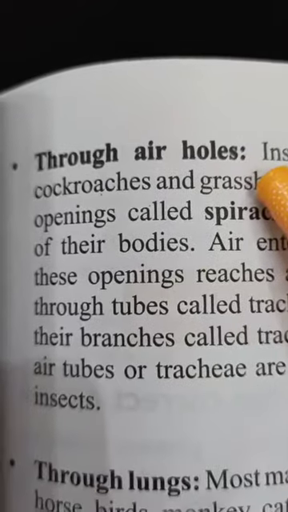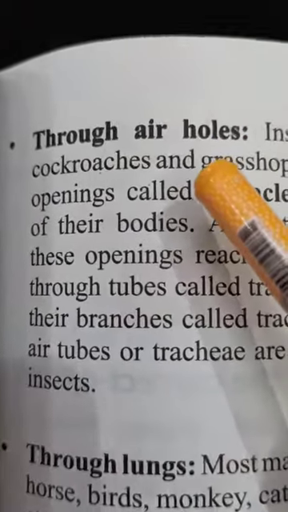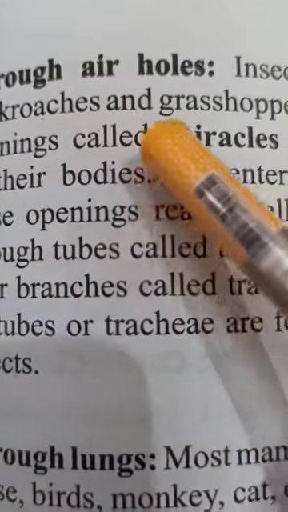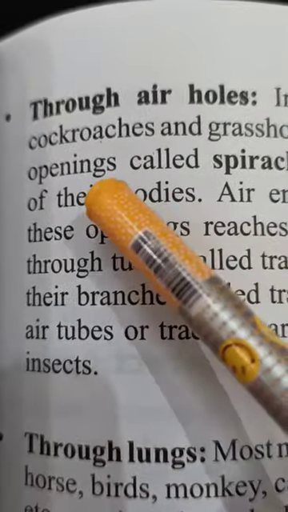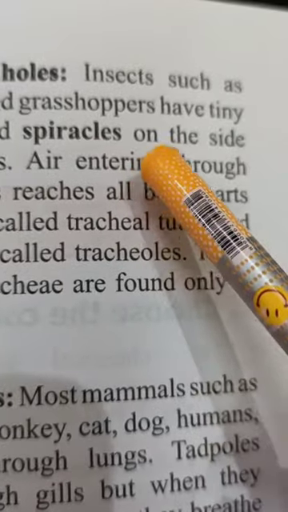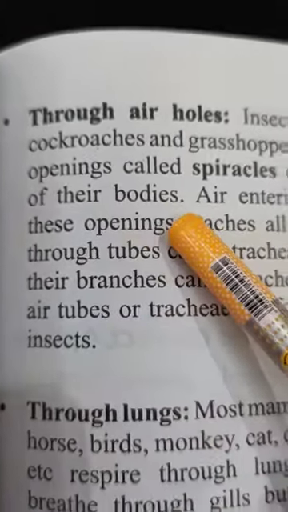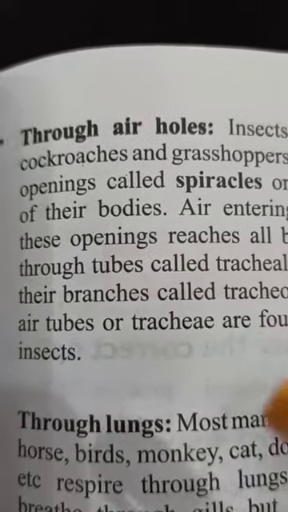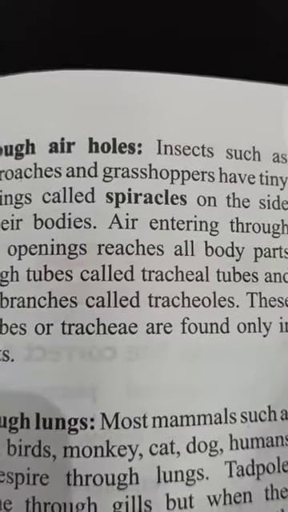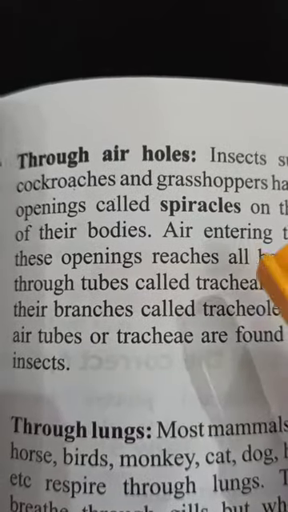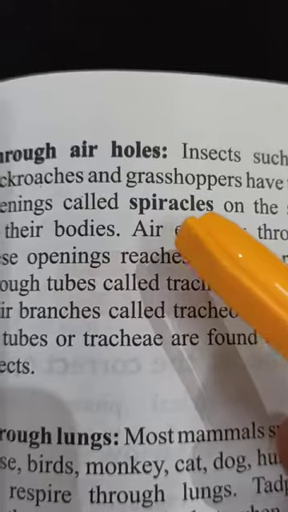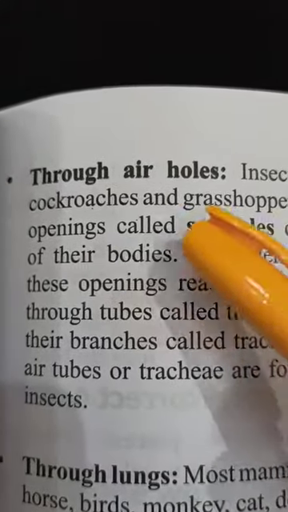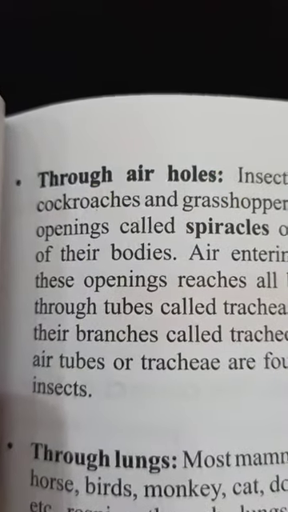respiration through air holes. Children, in some organisms like insects, here you can see insects such as cockroaches and grasshoppers have tiny openings called spiracles on the sides of their bodies. In all insects these small holes are present on the surface of the body, and through these small openings, called spiracles, air enters into their body. That's why we call it respiration through air holes.